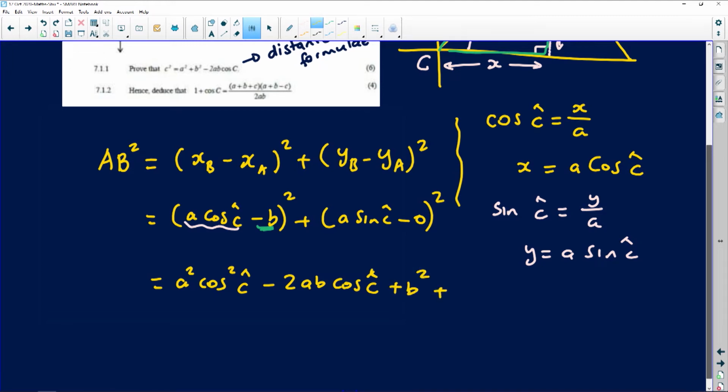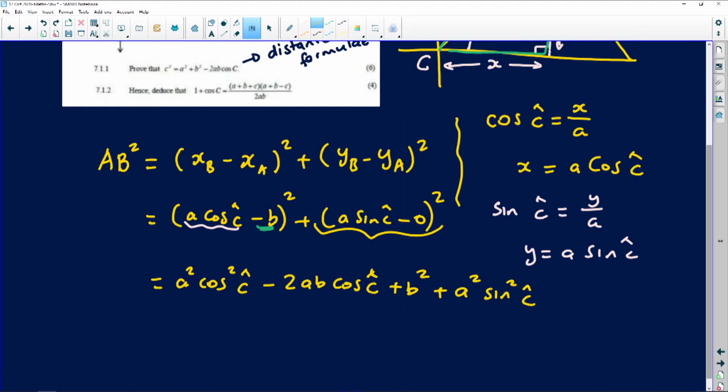And then plus, we have to go to the second bracket. The second bracket is a sine C minus 0. That's just as good as a sine C. If you square that, you end up with exactly a squared sine squared angle C. All right. So now I've done all that. All I need to do is group the like terms and then simplify from there. If any trig facts come up, I need to deal with them as I meet them. The important thing is you just break the brackets, simple algebra, then group the like terms and simplify from there. Okay, so let's identify like terms.